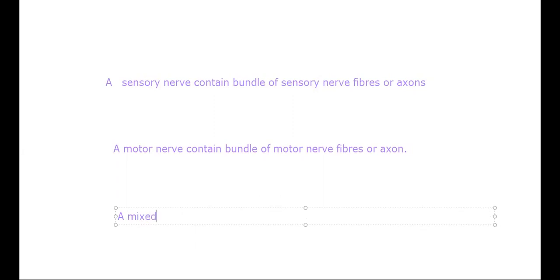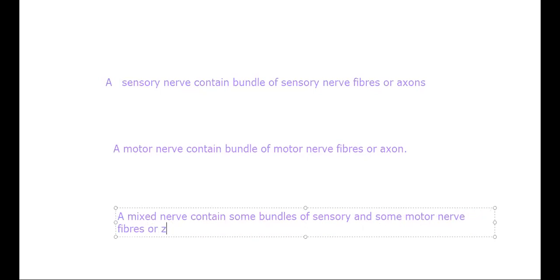Okay, a mixed nerve contains some bundles of sensory and some motor nerve fibers. Again and again I am writing nerve fiber or axon because you need to correlate with it. Nerve fiber is also called axon. So a sensory nerve contains a bundle of nerve fibers or axons. For our comfort, I am writing here.